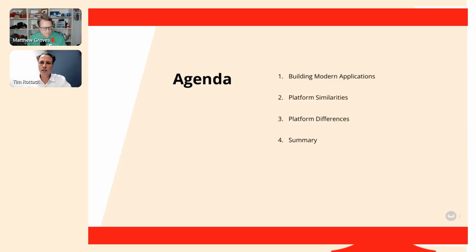So in terms of the agenda, what we're going to talk about is building modern applications, cover that briefly and what that entails and how we think about that. We're going to talk about the product similarities between Couchbase and MongoDB, and also then highlight several differences that we think are quite relevant. And then we'll sum up and give you some maybe things you could do next or more information that you might find interesting.